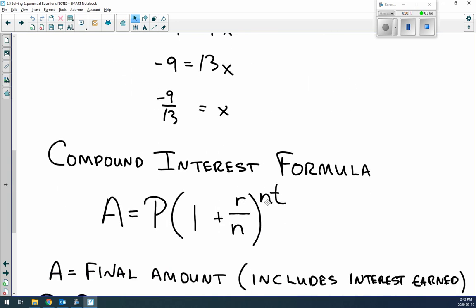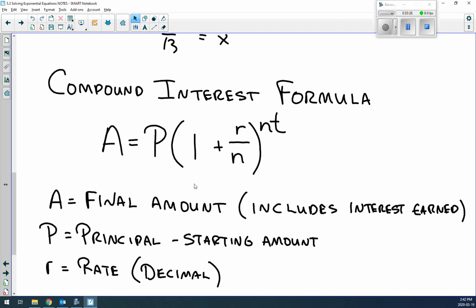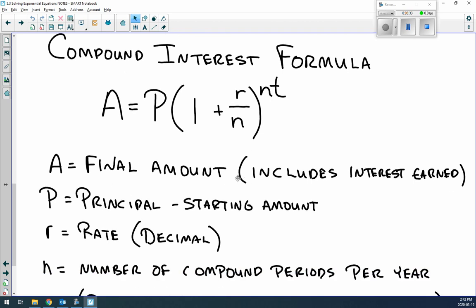Okay, now I just want to introduce the compound interest formula, because what's going to happen is we're going to eventually use this when it comes to exponential equations. So the compound interest formula is really simple. A equals P, open the bracket, 1 plus R over N to the NT. So you got to know what everything is. A is the final amount, which includes the interest earned.